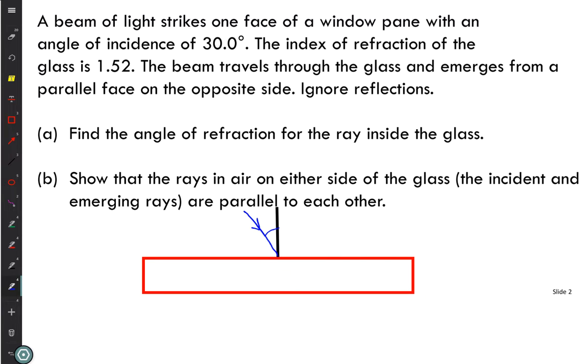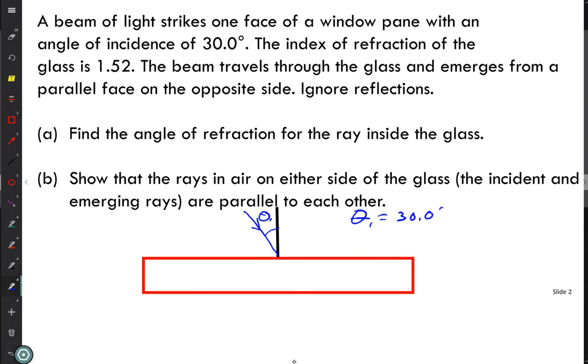That angle that I just marked is the angle of incidence. Okay, so I have the angle of incidence. What's going to happen when that ray goes into my glass? It's going to refract. And which direction is it going to refract?